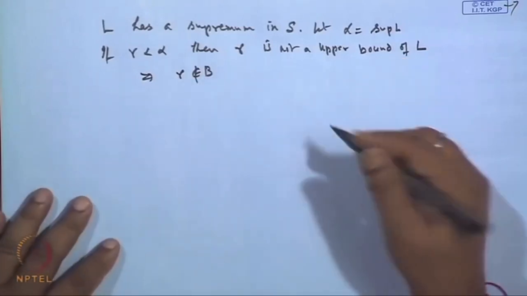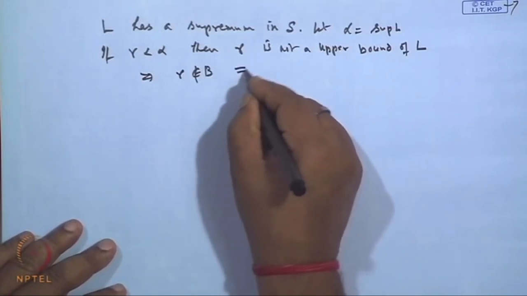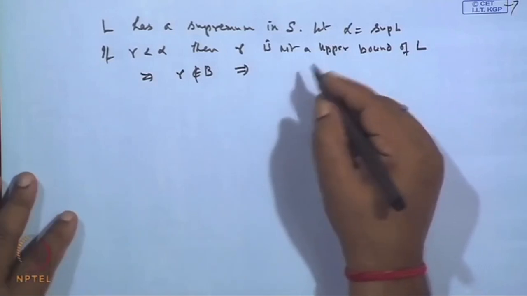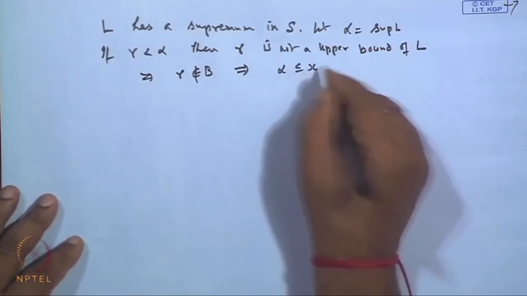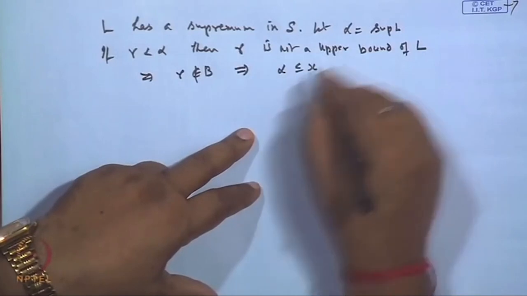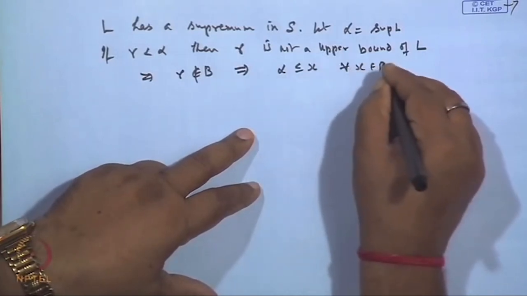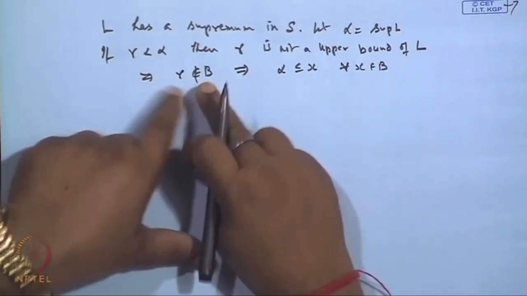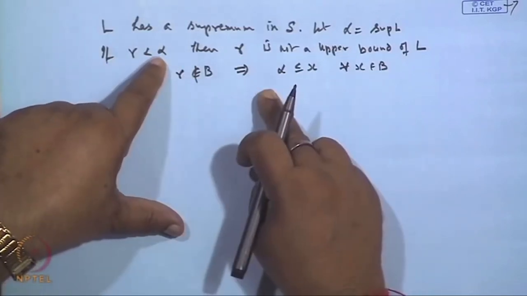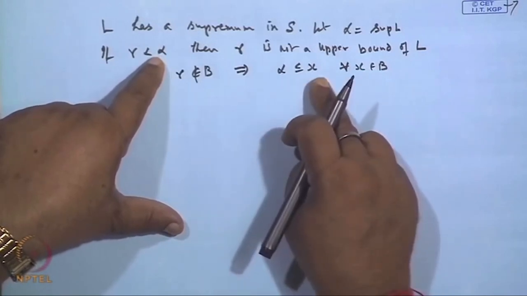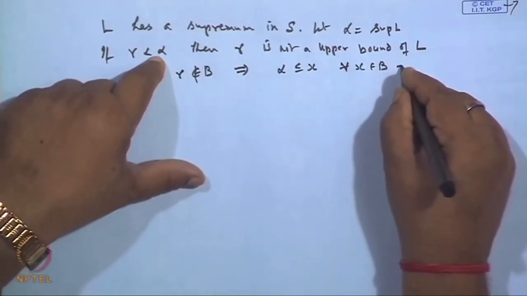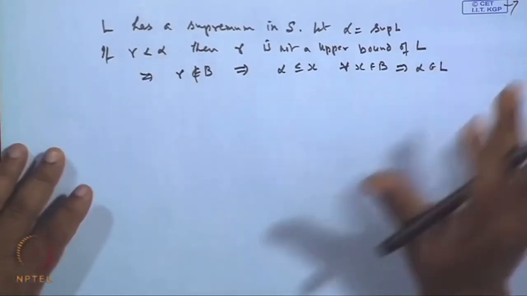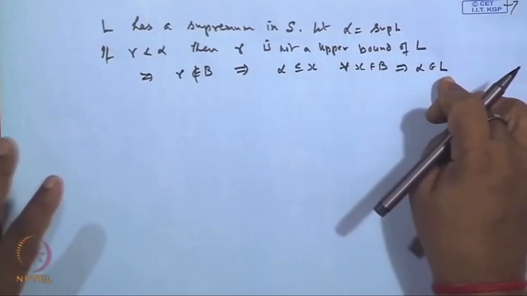Okay? So, what follows is that alpha is less than or equal to x for every x belonging to B, because any number less than alpha cannot be a point in B. So, alpha will be the least number, and then alpha will be less than or equal to x. So, this shows that alpha belongs to L. Okay? That is, the supremum exists and it is in L.